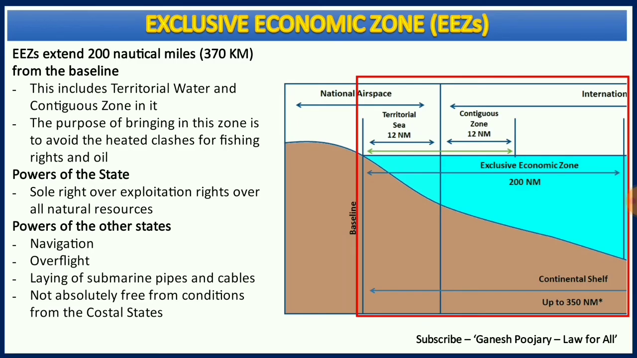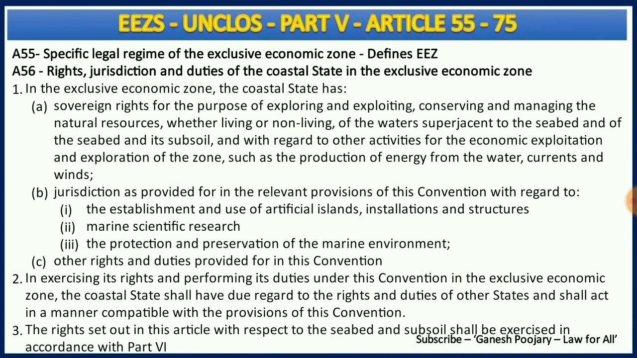Now let's go through the few important articles. Part 5 of the United Nations Convention on Law of the Sea discusses exclusive economic zone, and there are 21 articles starting from Article 55 to 75 on this particular aspect. Article 55 defines what is exclusive economic zone, which I have already explained to you. Anything starting from baseline to 200 nautical miles is called exclusive economic zone.